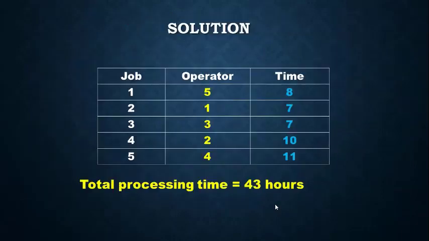So this is the result. Job 1 will be assigned to 5, job 2 will be assigned to 1, job 3 will be assigned to 3, job 4 will be assigned to 2, and job 5 will be assigned to the 4th operator. So the corresponding times in the original problem: first job, 5th operator is 8, second job, first operator is 7, and fifth job, 4th operator is 11. So the total time is 43 hours.